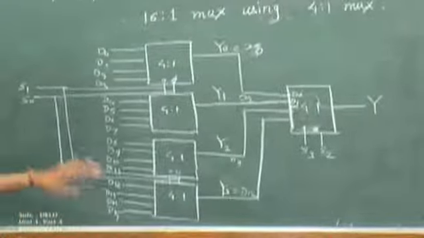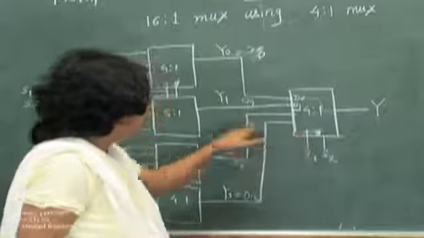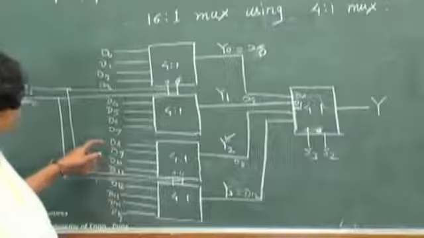In this case again the first data line will be selected in each multiplexer. Okay. And as S2 and S3 are 1, 0, the Y2 output will be selected. Y2 is nothing but the D8.